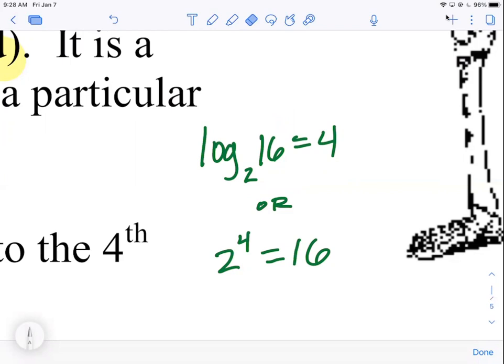I just thought it was just swap the 16 and the 4. I just thought it was do that. And then what do you do with the log? You just slide it away. Slide it away where? Yeah, you turn the log into a table. You turn the log into the equal sign.